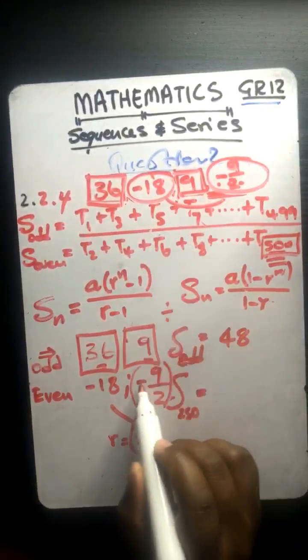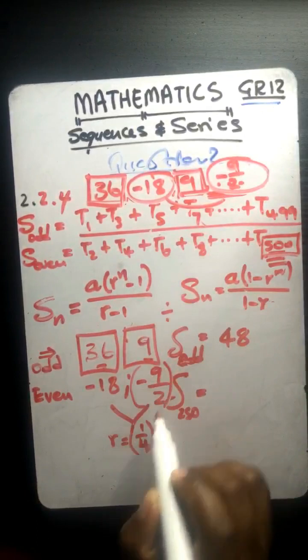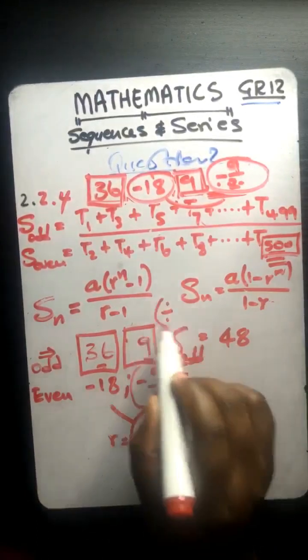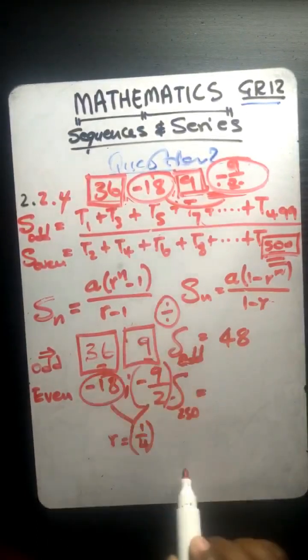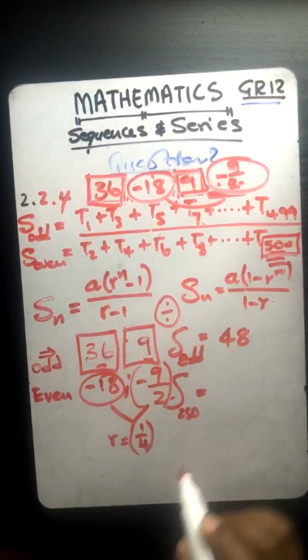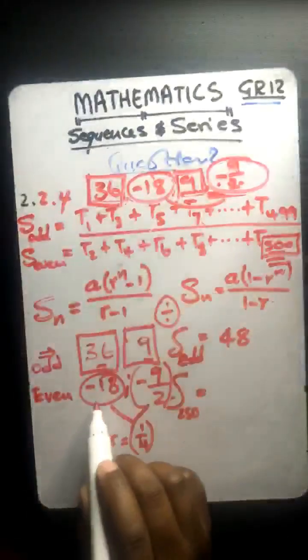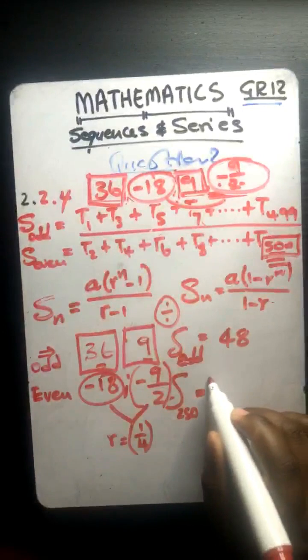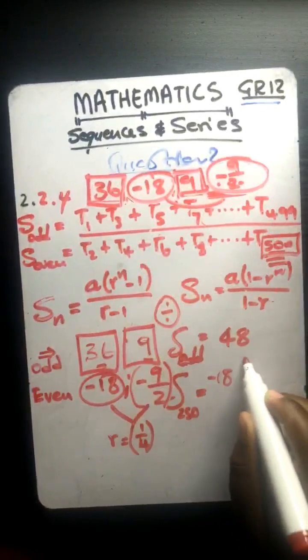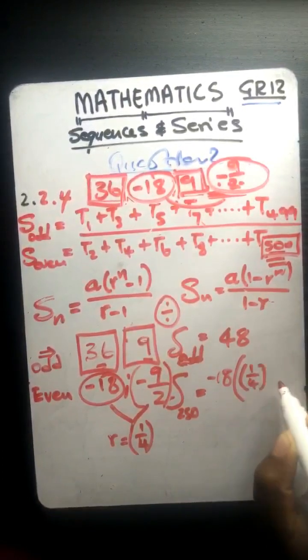Don't use the divided by, use the fraction, say negative 9 over 2. Then that's when you can say this divided by negative 18. That's when you get that. And then now let's see, what is A? Because obviously we're still using that formula. What is A of the even numbers? Is it not negative 18? What is R? We are still having 1 over 4. What is N?